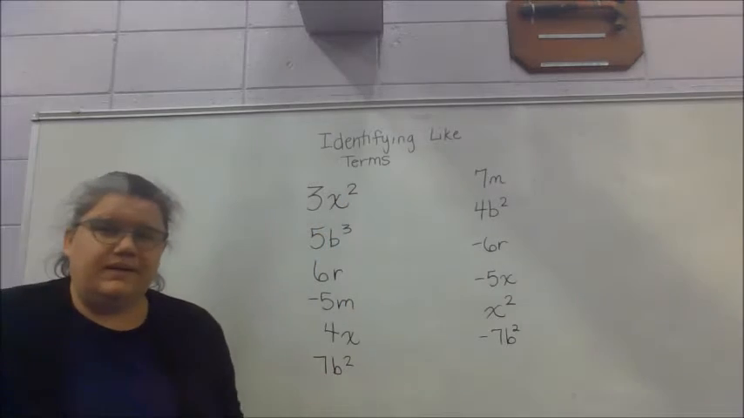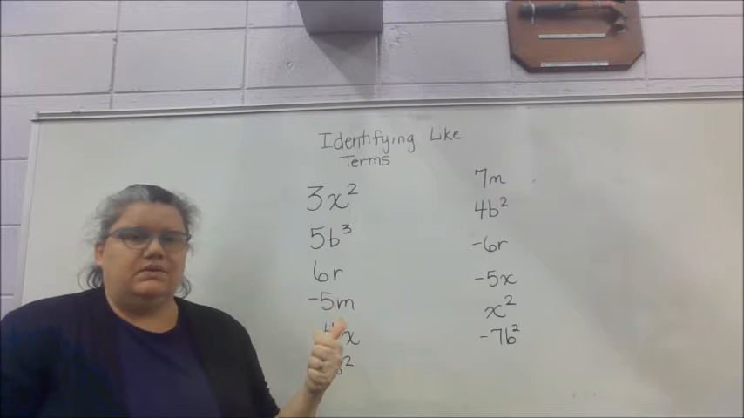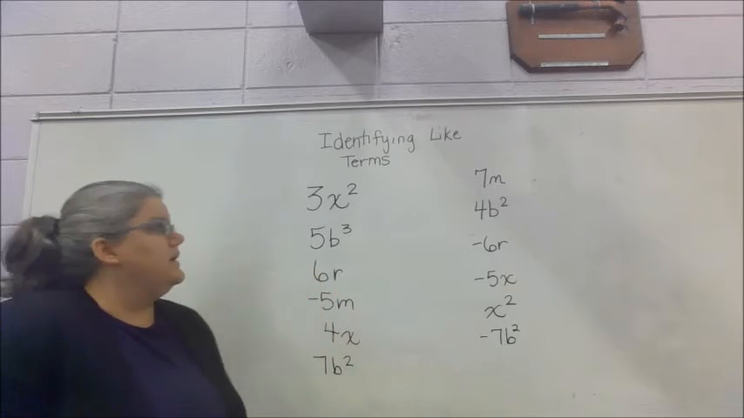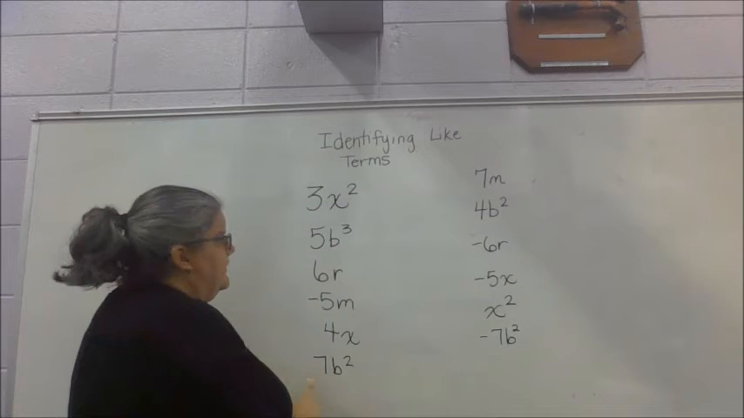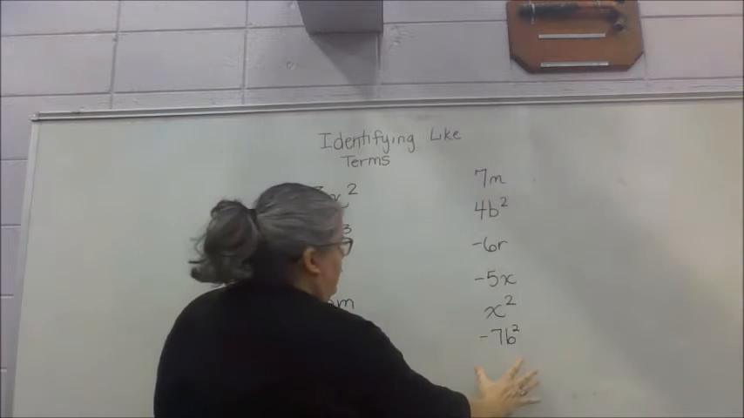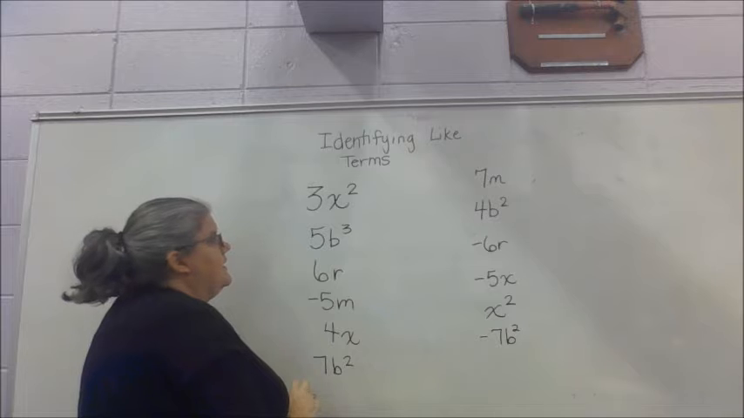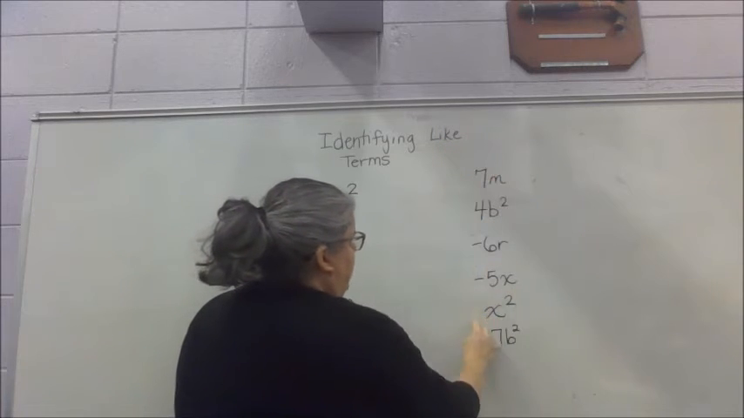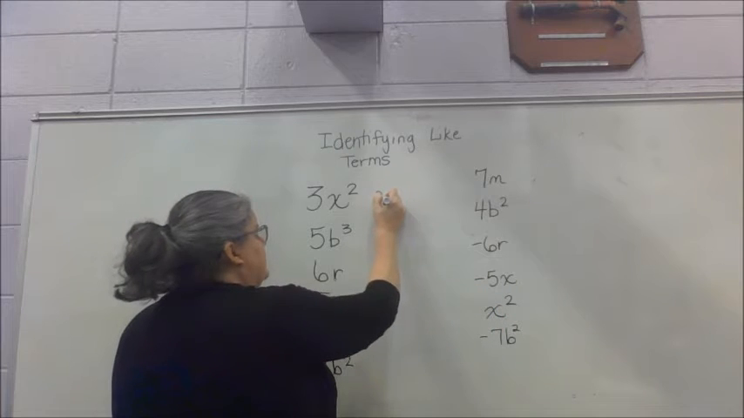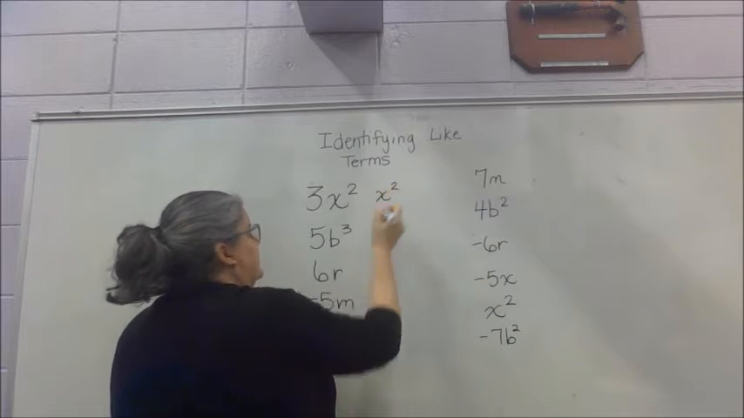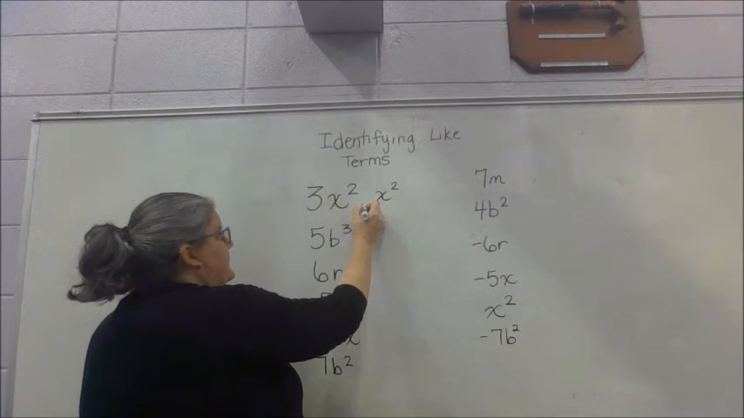In order for them to be like terms, they need to have exactly the same variable to the exact same power. So here, let's start with 3x squared. What we're going to look for in this other column is another x to the second power. So we can look down through there and you should see that this is the like term right there. So I'm just going to write x to the second power right beside that because those are the like terms.